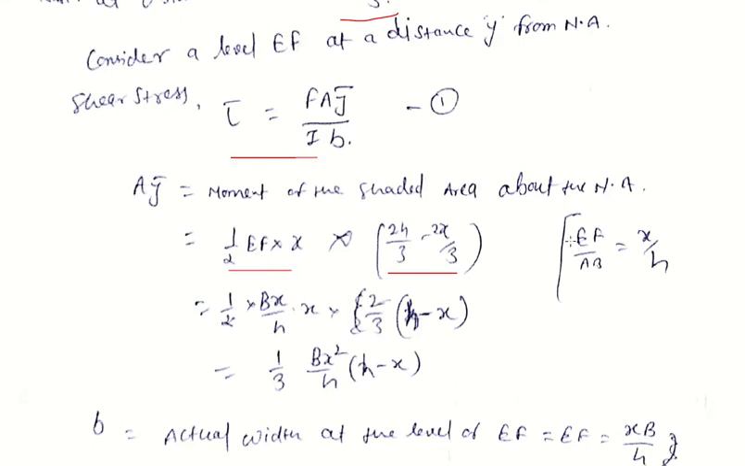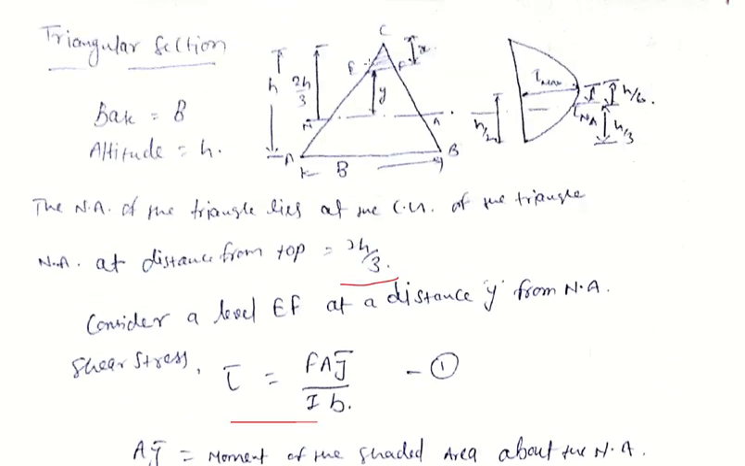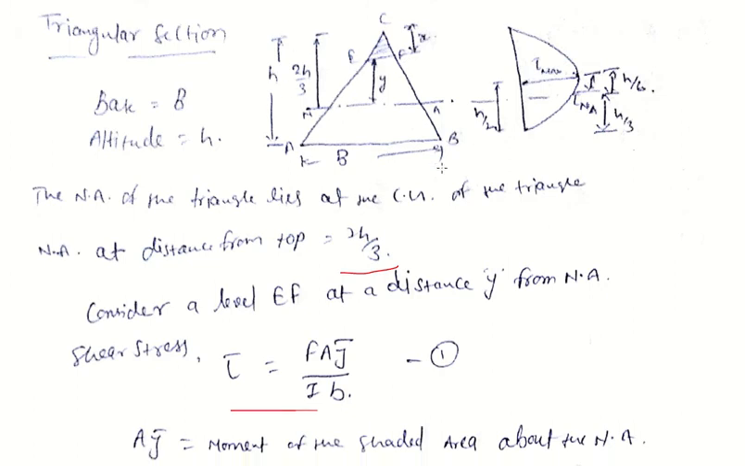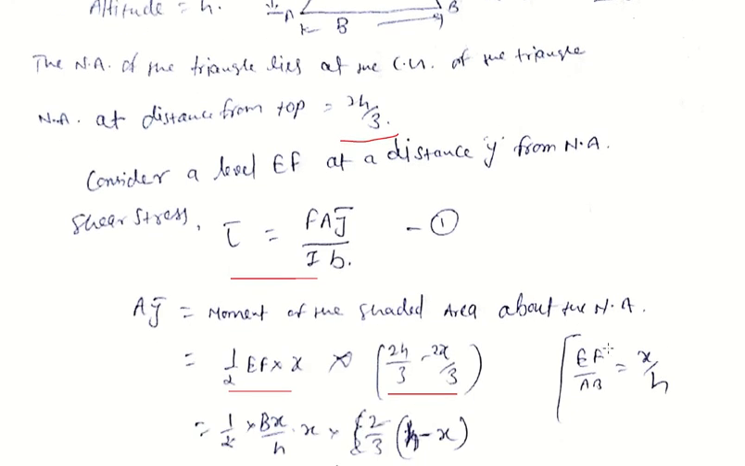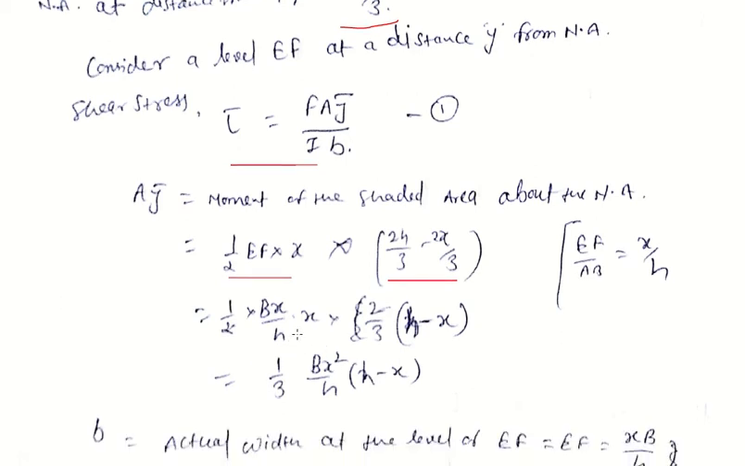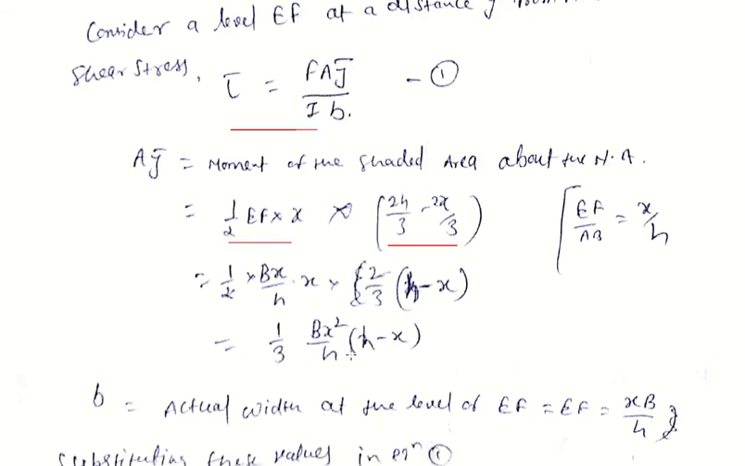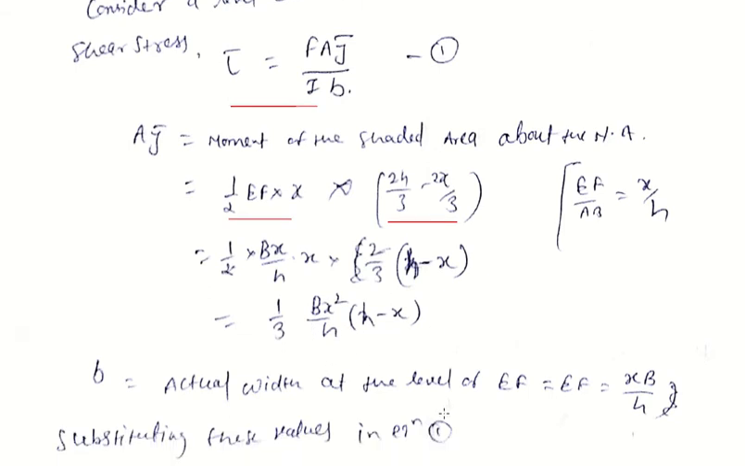So EF, we are using the similar triangle rule. So EF by AB equals x by h. Okay, base divided by base and height divided by height. So EF, we calculate EF, equals x by h into AB, and AB is the width b. So we put it here, and we calculate and simplify this. So we get half into 1 by 3 b x square by h bracket h minus x.